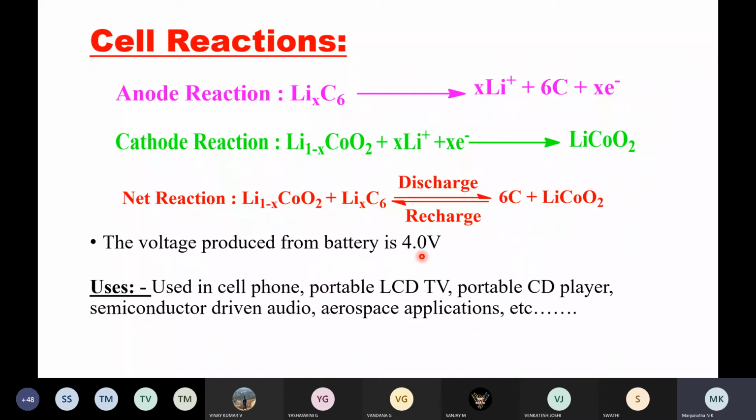Coming to the applications or uses of lithium cobalt oxide battery, it is used in cell phones, portable LCD TV, portable CD player, semiconductor devices, semiconductor audio devices, and aerospace applications, etc. These are some applications for the lithium ion battery, that is, the lithium cobalt oxide battery. That is a clear construction and working of lithium ion battery.